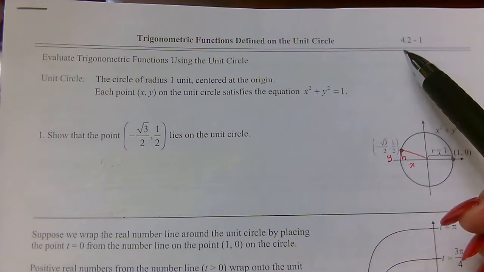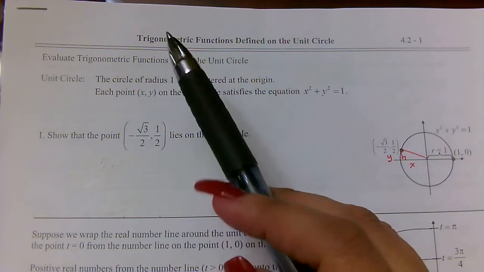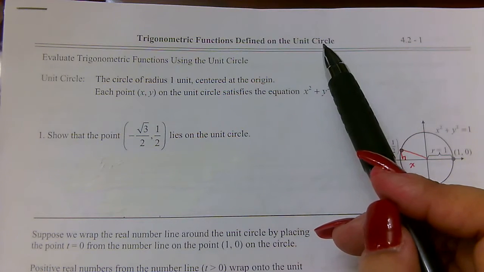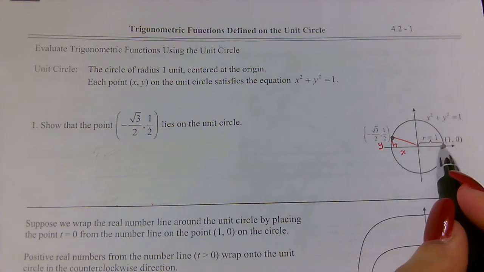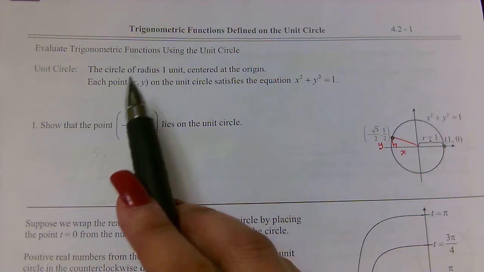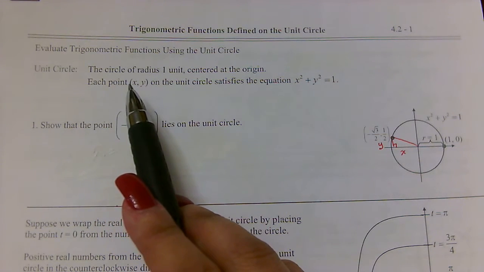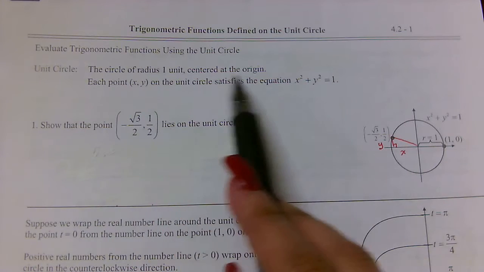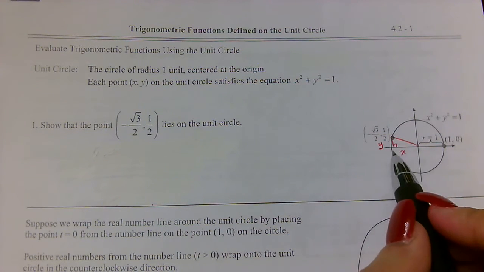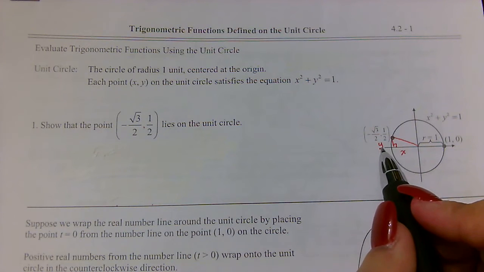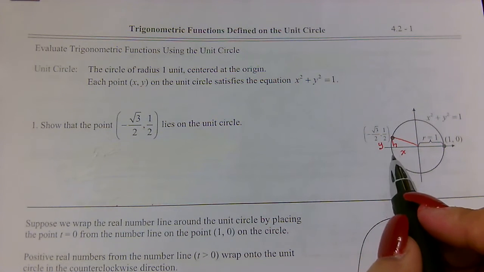Okay, so in this video, we're going to go over 4.2, which is trig functions defined on a unit circle. When we're using a unit circle, the radius is going to be 1. So here, what we're doing is determining if a point lies on the unit circle. I already drew a picture here of a right triangle, and it's basically the same thing that we're going to talk about.